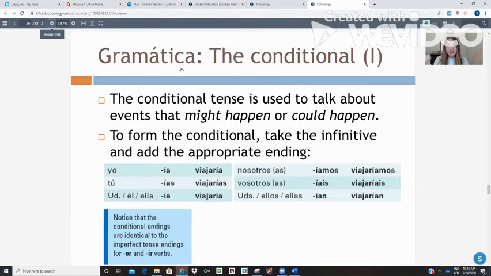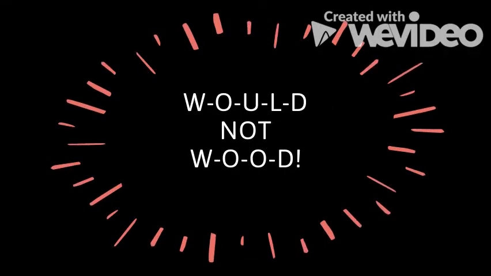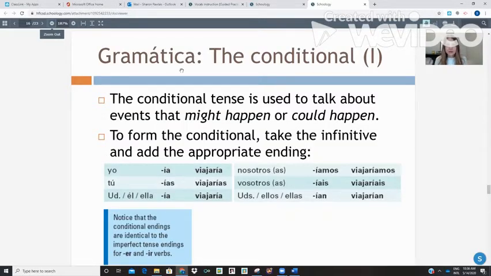Pero, ¿qué quiere decir? What does that mean? What does conditional even mean? Well, it means the word would in English. That's how you translate it.